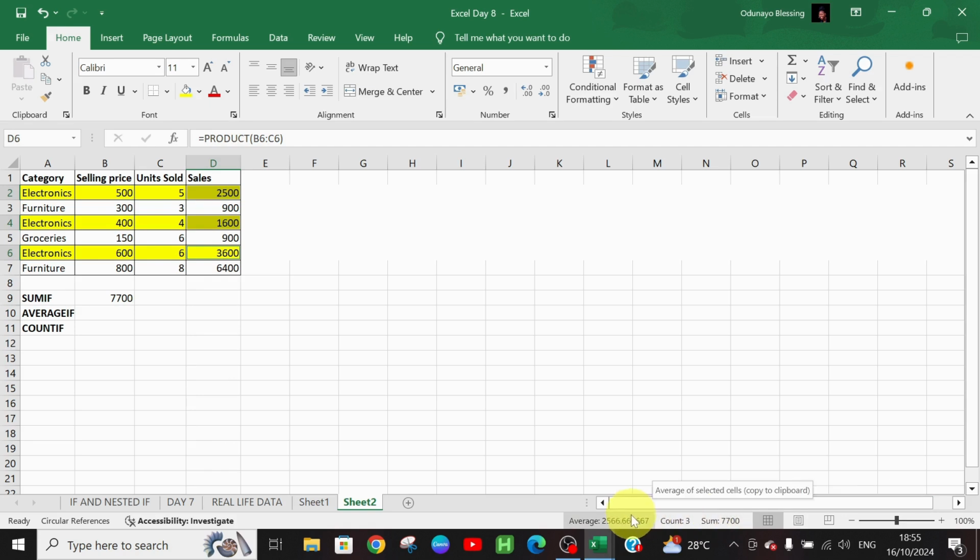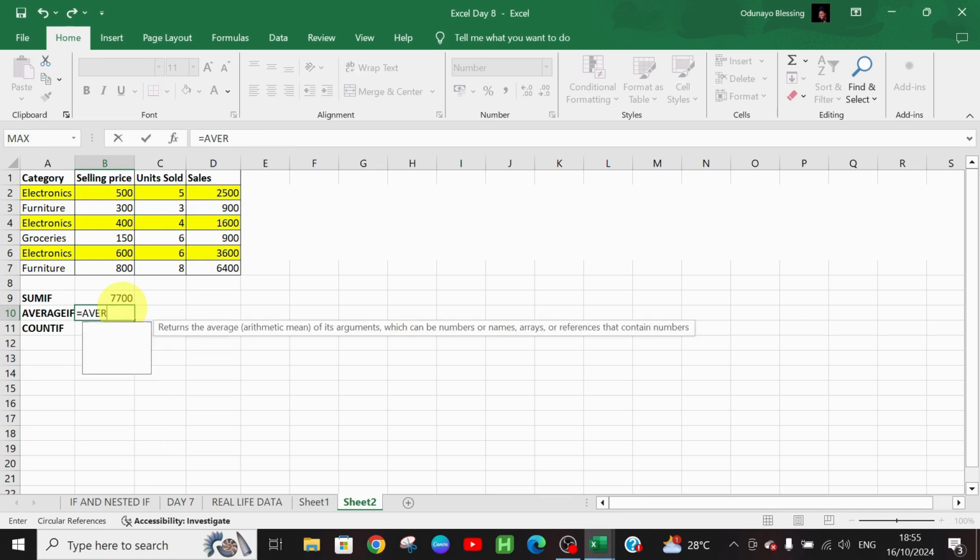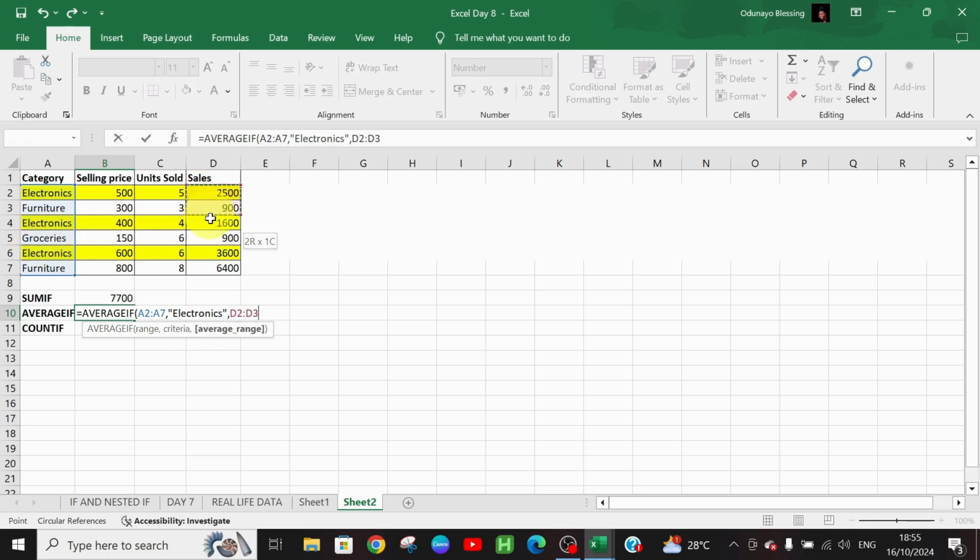But we are doing this for the small data, which we'll then apply to the large set of data. Before we get there, let's move on to getting the average. The AVERAGEIF also has the same structure. We find the average of the range. The range is here, then separated by a comma. The criteria we are looking for is also electronics. Then the average of the sales is what we are looking for. Then you close the bracket.